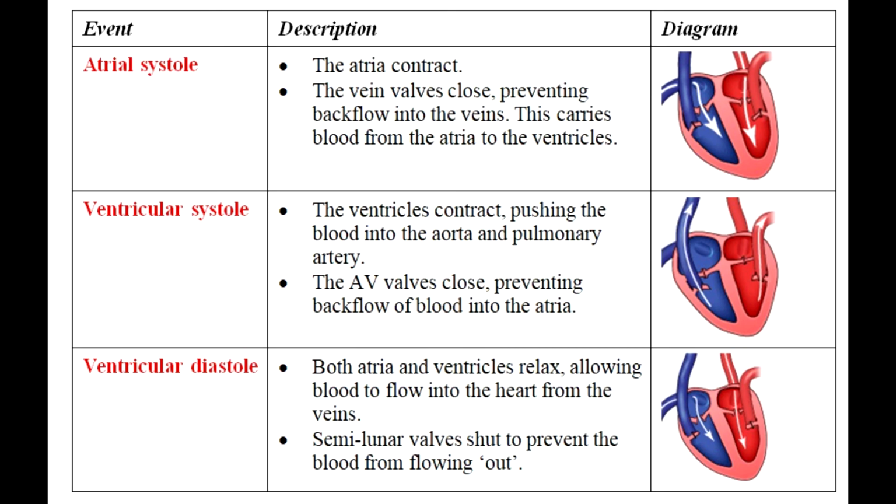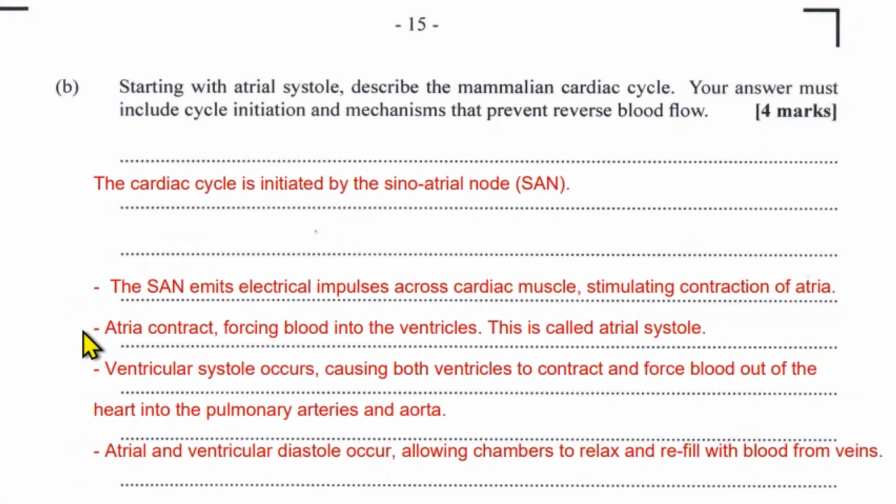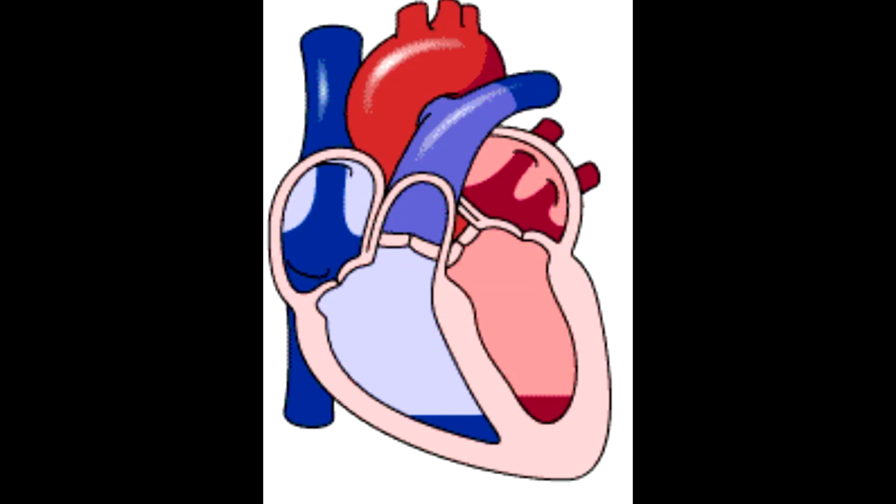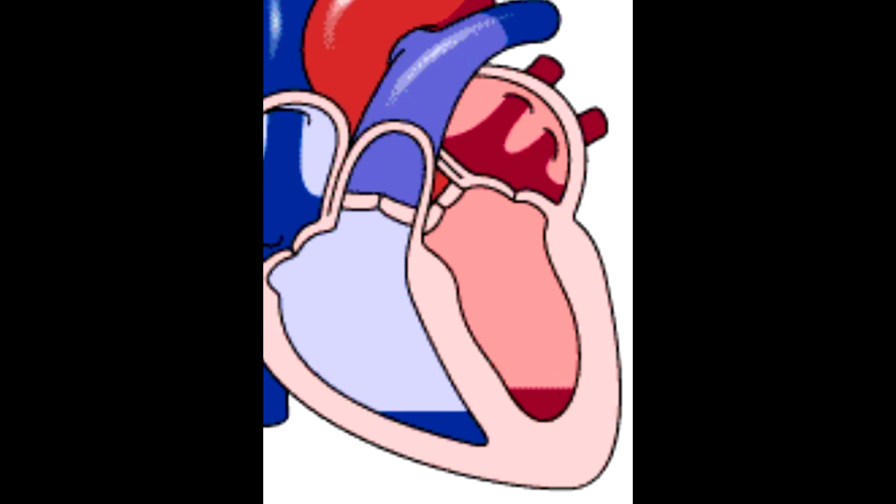So when those contract, you could think of it like they will send blood to the ventricles. So the atria contract, forcing blood into the ventricles. This is called atrial systole. A way I think about the word systole is S for squeeze. Imagine it's squeezing those muscles and the blood flowing down some valves, if you understand what I mean.